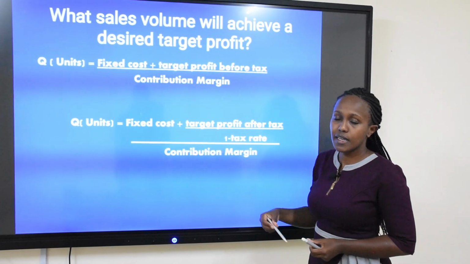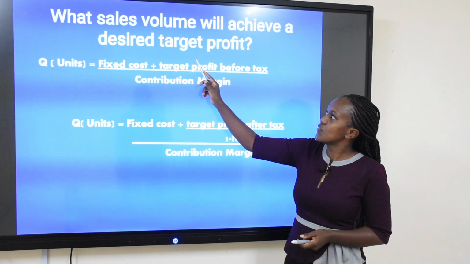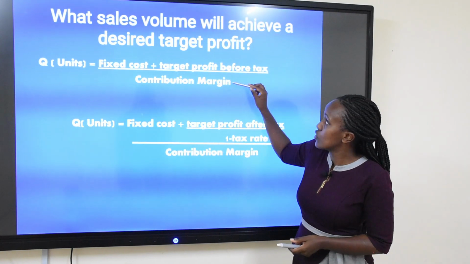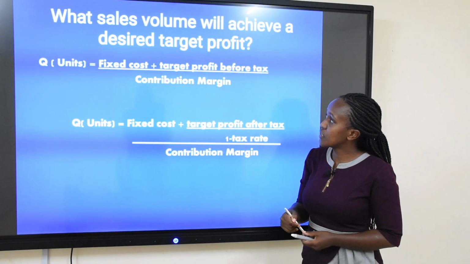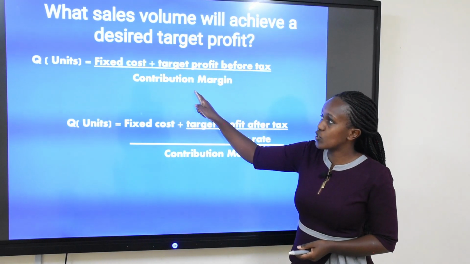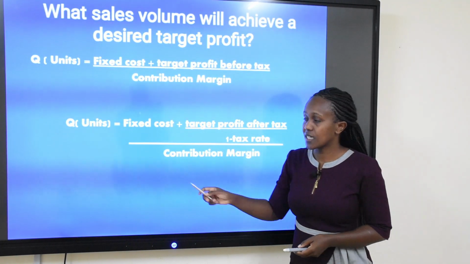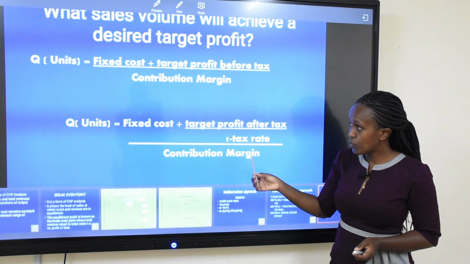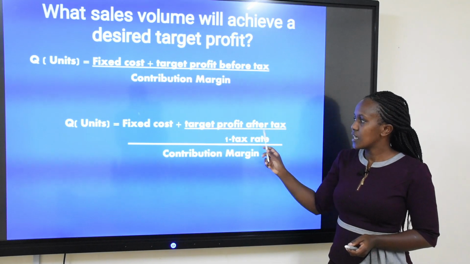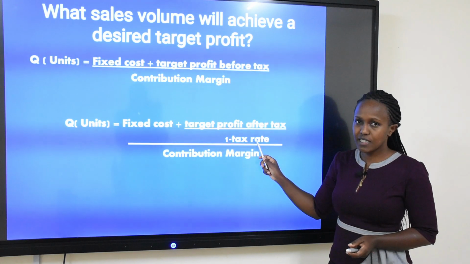But then you can also answer the second question, which was asking, what sales volume will a firm achieve a desired target profit? If the target profit is before tax, we are going to use this first formula, whereby fixed cost plus target profit before tax over the contribution margin. But if we want to get the target profit after tax, we are going to use this formula, where it is fixed cost plus target profit after tax. On this target profit after tax, we add a denominator below it, which is 1 minus tax rate.